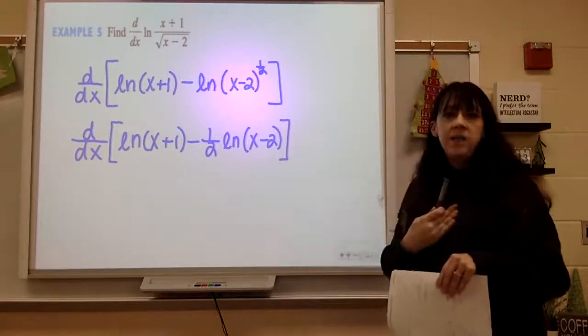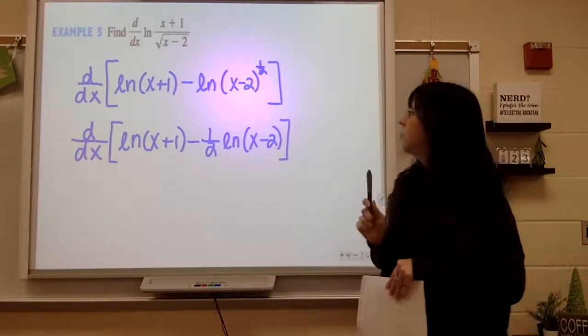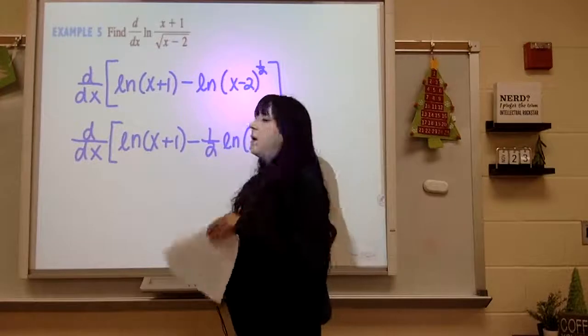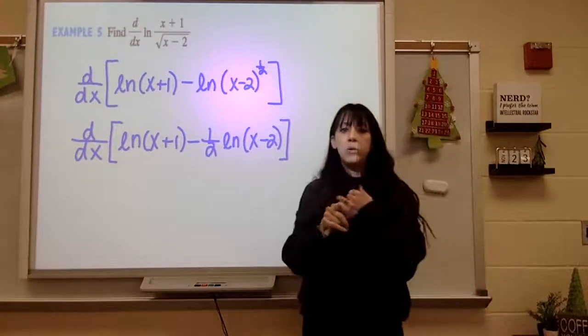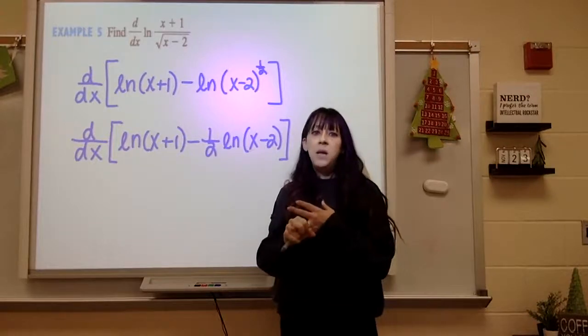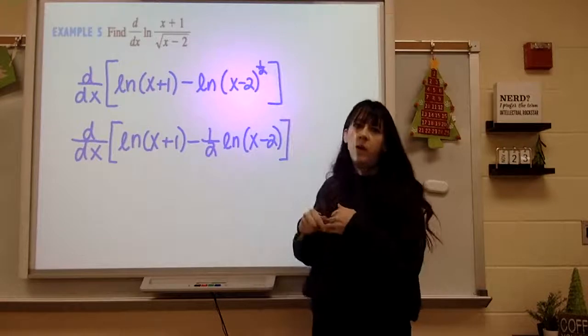Okay, again, I have not yet taken the derivative. I'm just rewriting using logarithm properties. Now I want to take the derivative. Now look what I've done. I've eliminated the quotient rule, and I've eliminated the mama baby that would have been this 1/2 power here.